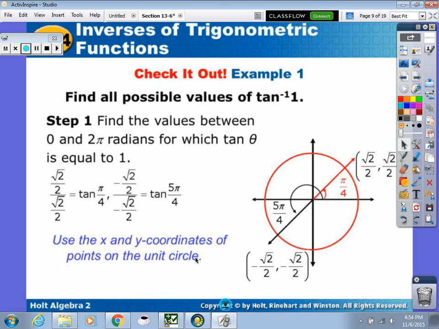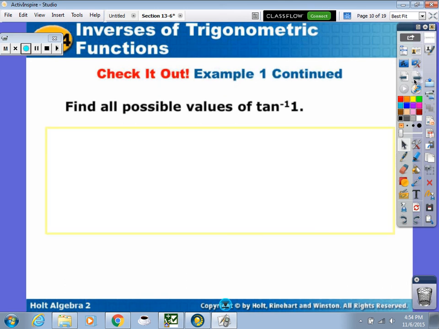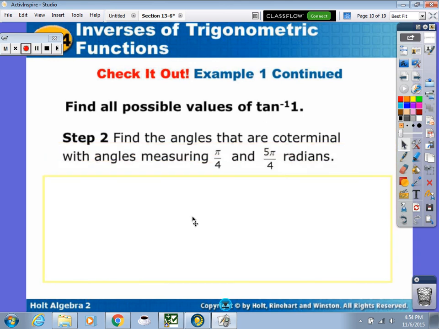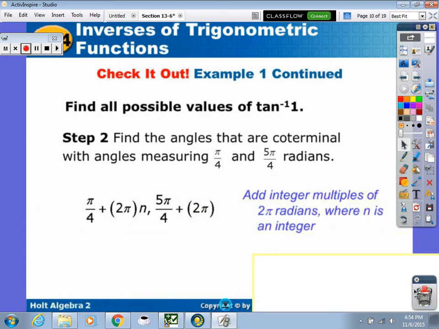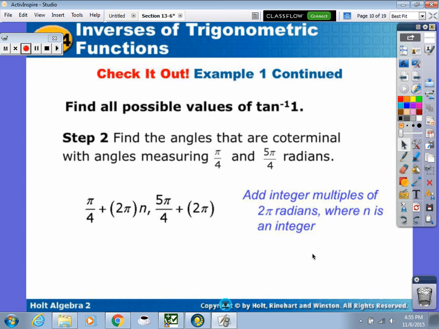So these are our two locations, and we would take the points, the x and y coordinates, in order to figure this out. Next, what we're going to do is adjust this so that we are looking at all possible values of the inverse tan of 1. So we want to find the coterminal angles, measuring pi over 4 and 5 pi over 4 radians, and all of their coterminal angles to that. Taking into consideration 2 pi as our full rotation and n being a multiple of that.